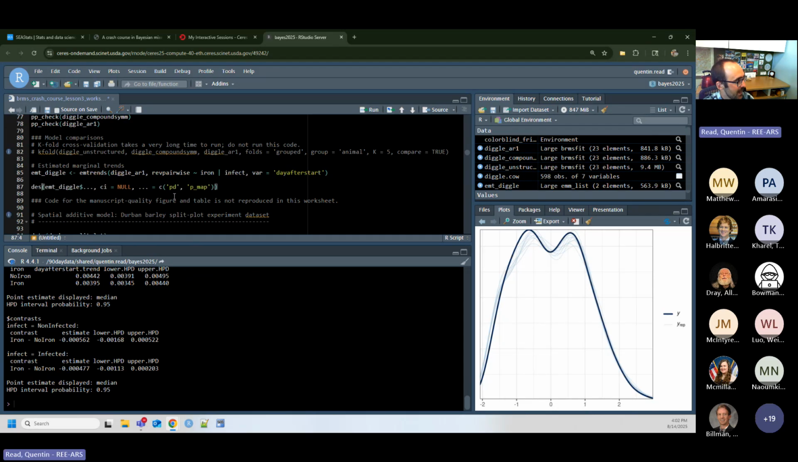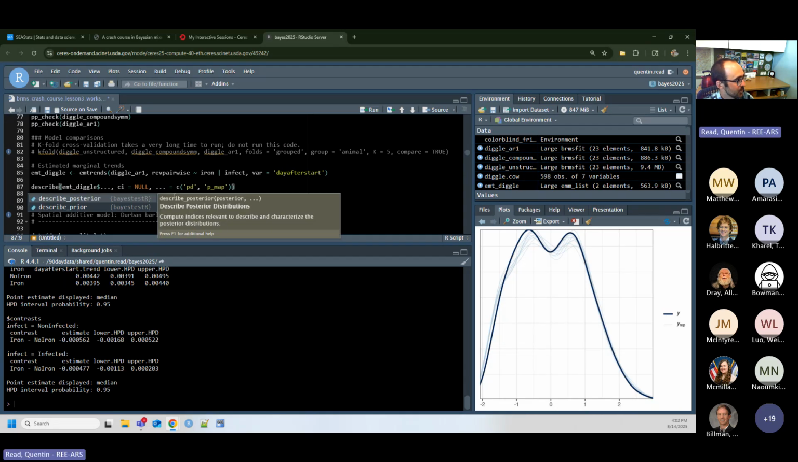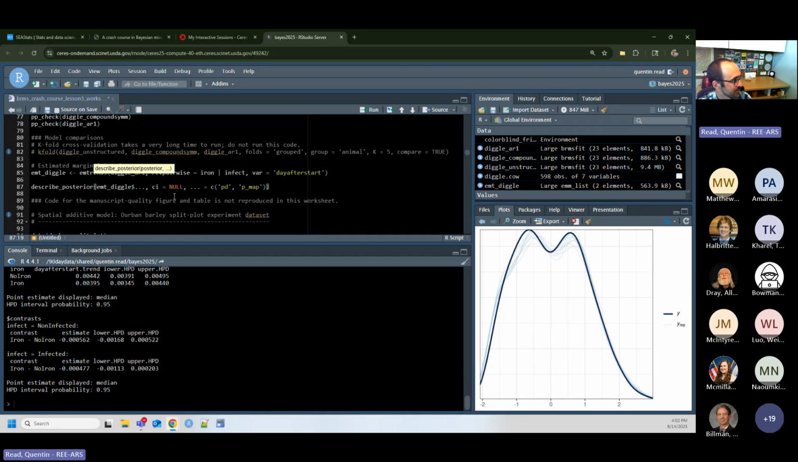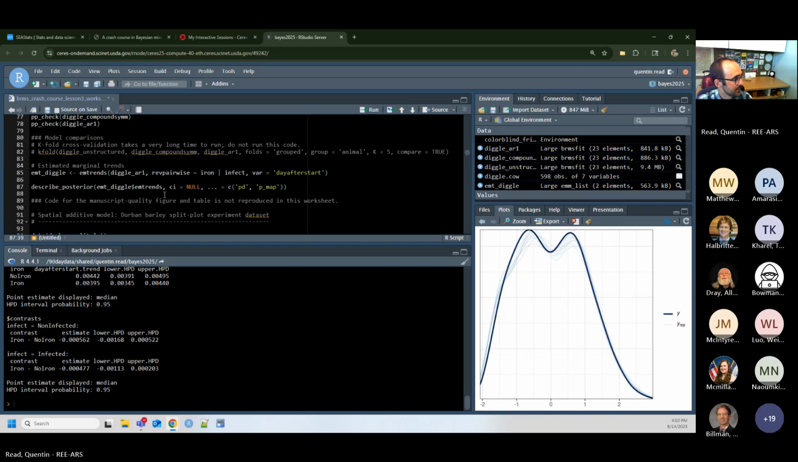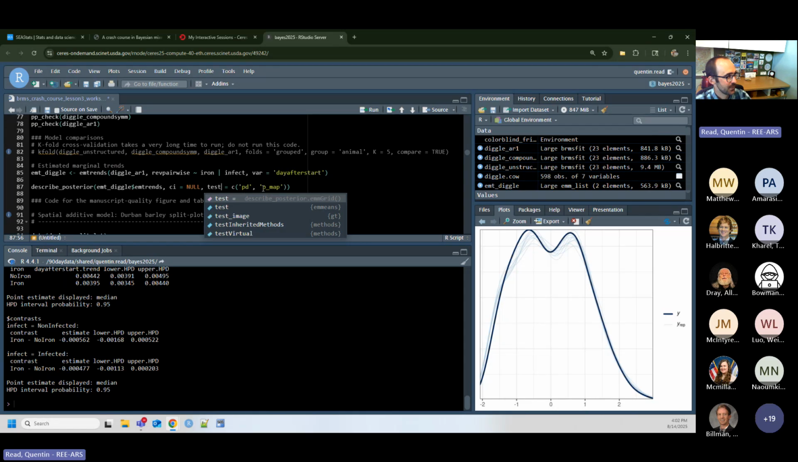We can use describe underscore, I'll use tab to complete, describe underscore posterior. And there's an object called EM trends inside of this EMT Diggle object. We'll use that, and then we don't want the credible interval since we already have that and we're going to just do the test. We're going to use the probability of direction and the p-map, the two different types of Bayesian p-value we discussed before. Control Enter to run that.